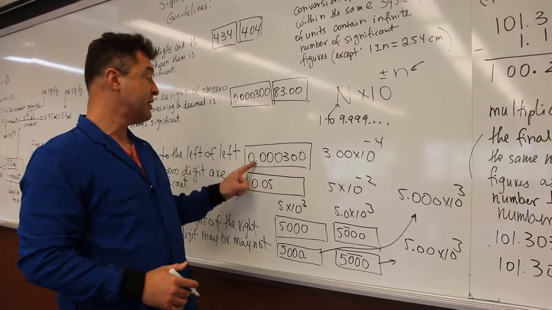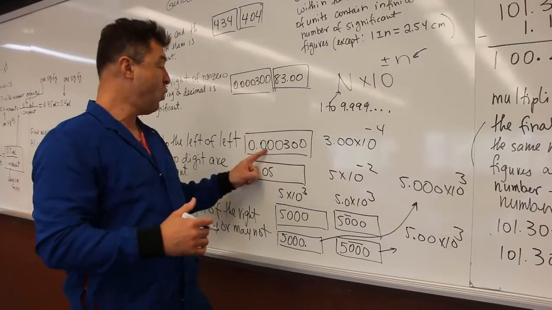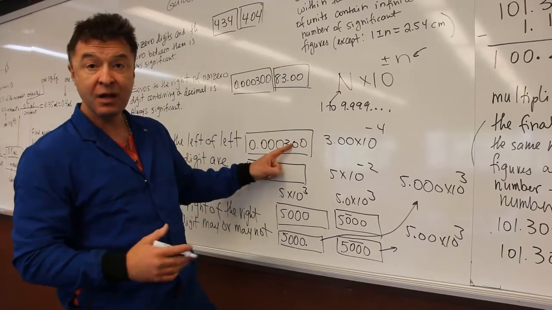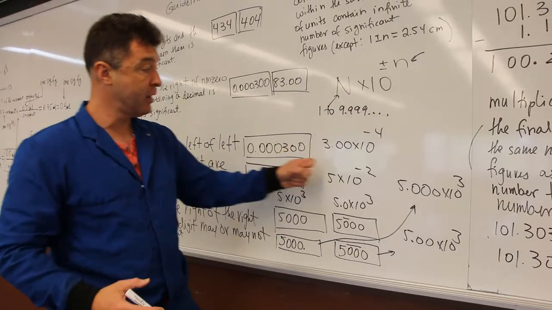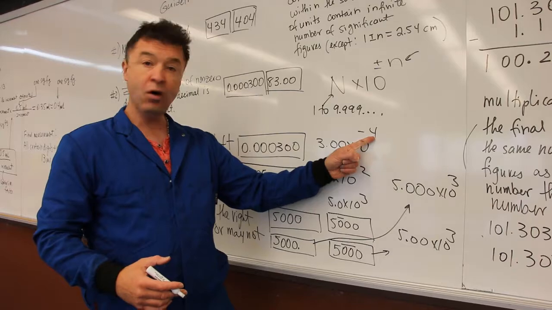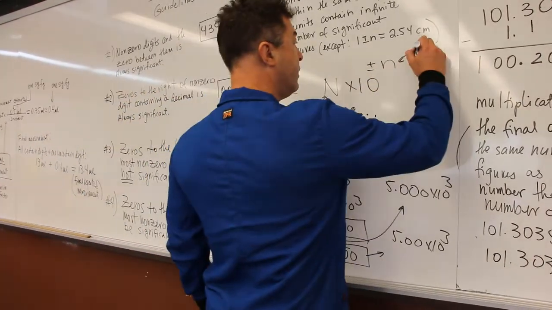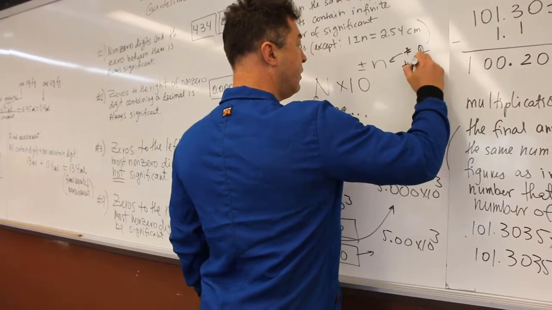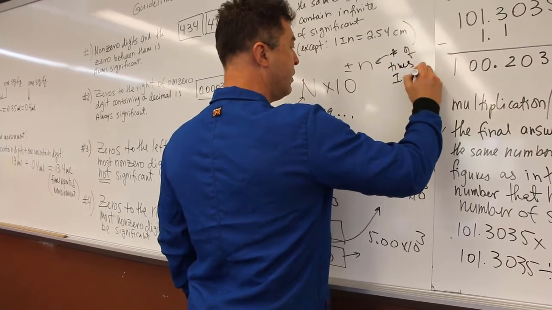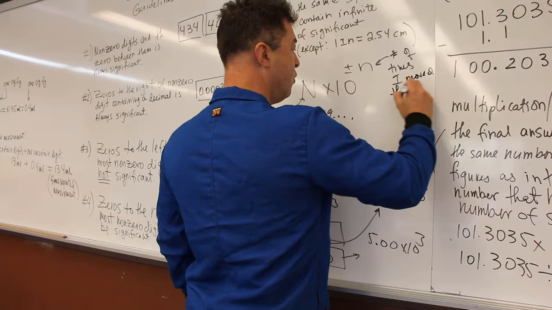For example, in this case, I needed to make this number from 1 to 9.999, and the way I did it is I moved the decimal 1, 2, 3, 4 times to make it a 3. That's what I did here. So there you go, 4 is the number of times I moved the decimal.